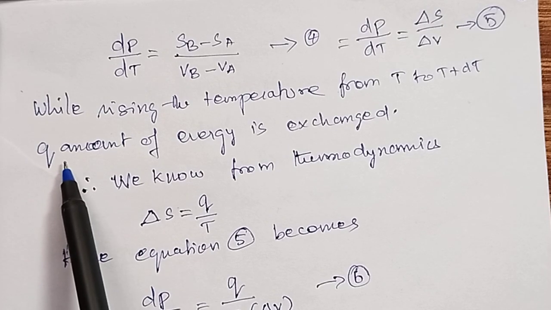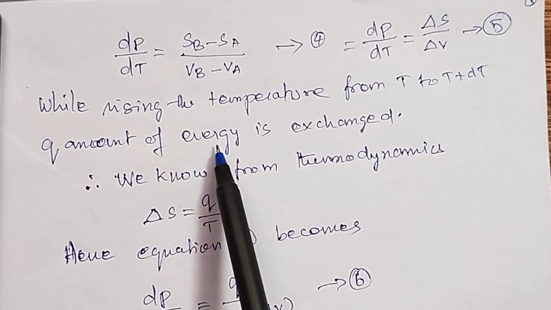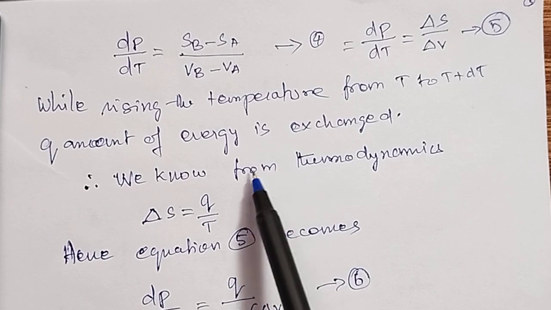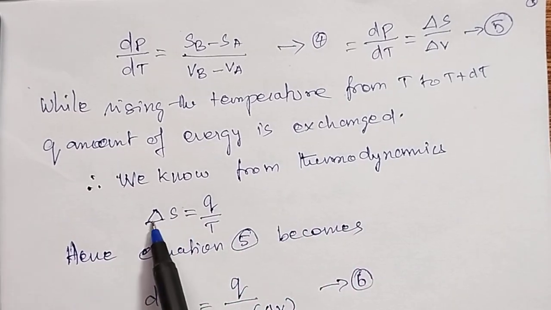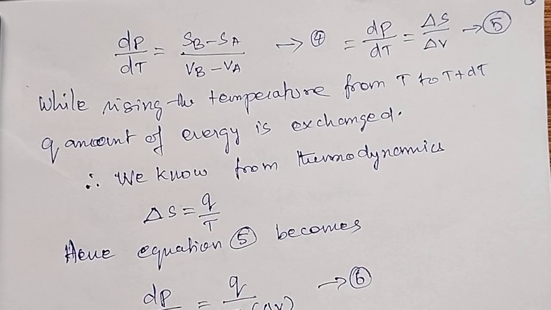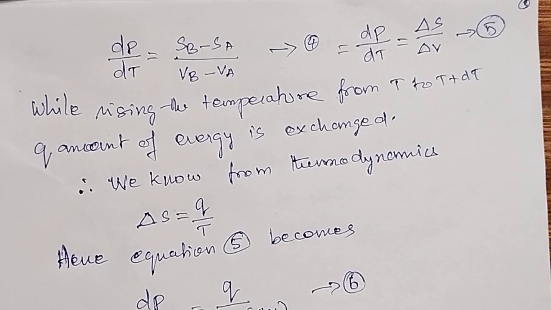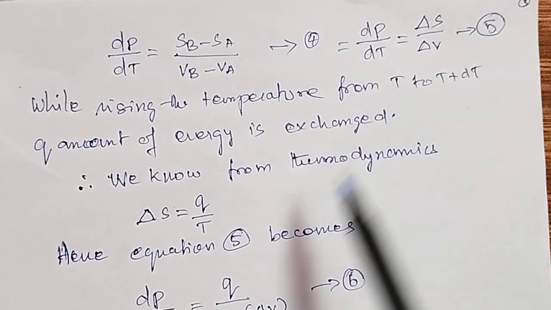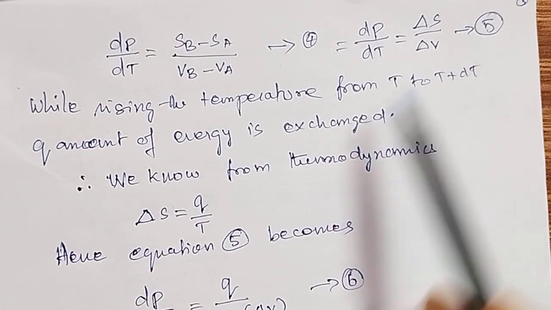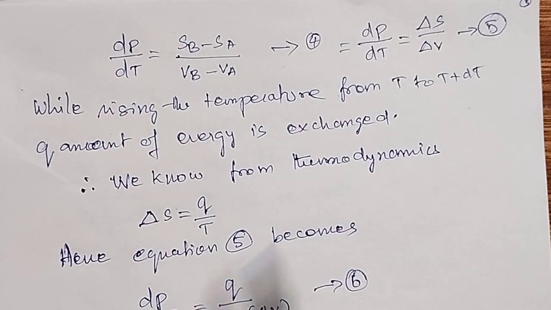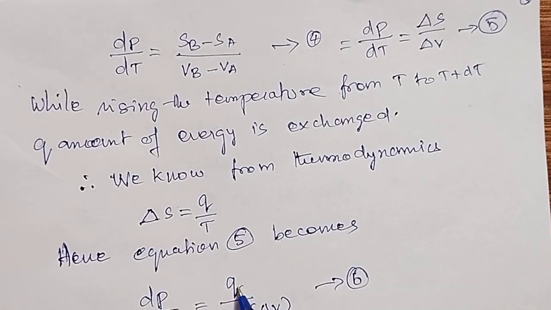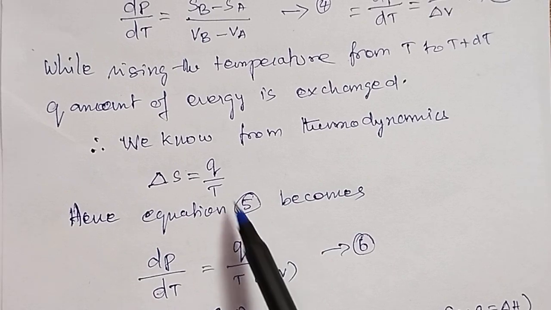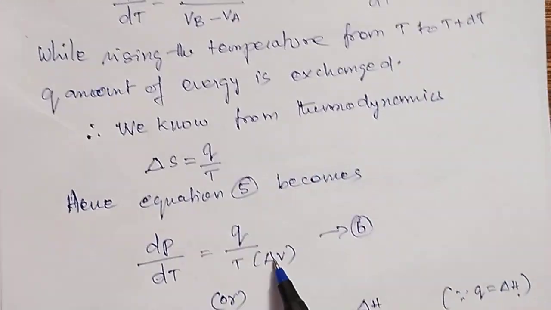a Q amount of heat is exchanged, and therefore we know from thermodynamics that delta S is Q by T, reversible, that is from the second law of thermodynamics that we have already known. And I substitute this value for delta S here. On substituting this value, equation 5 becomes dP by dT equals, for delta S I substituted Q by T, and then the same delta V.